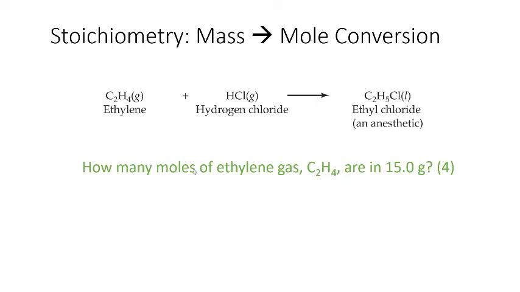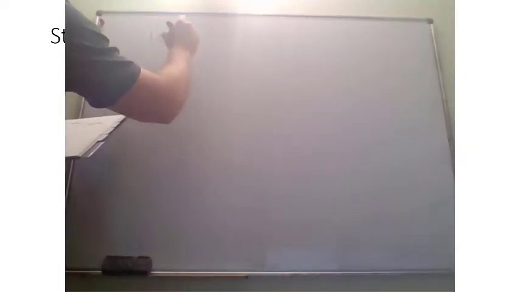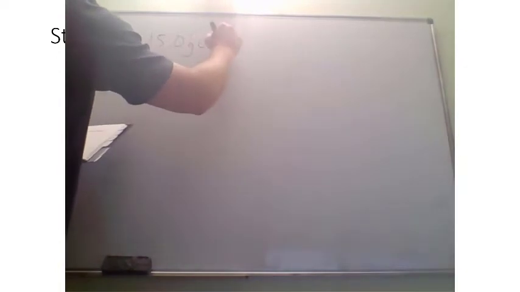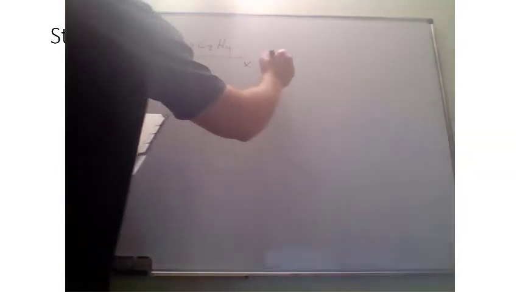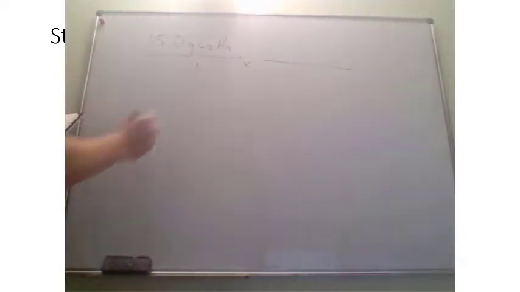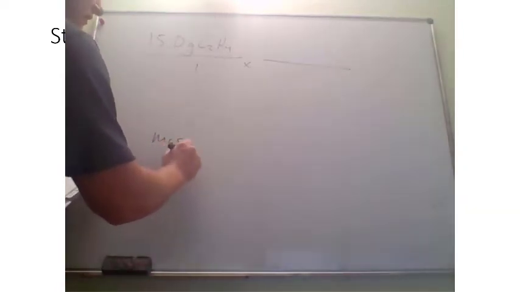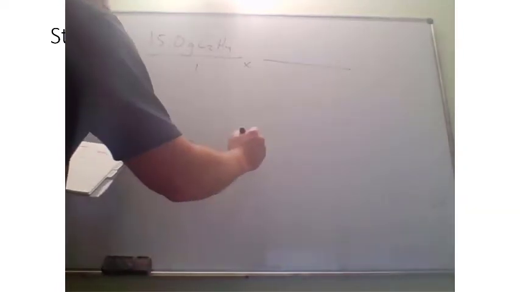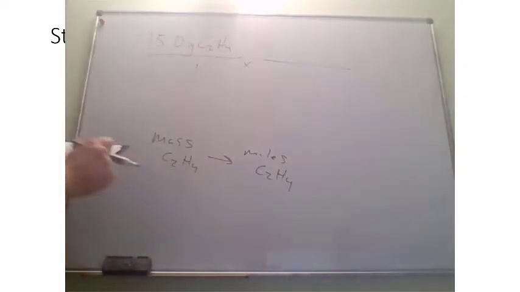Okay, so as with any problem, we're going to start off with our measured value over 1. So we have 15.0 grams of C2H4 over 1. And then we know we want to convert this value. So again, it's a good idea to write a flow chart of what we're trying to do. We're trying to go from the mass of C2H4 to the number of moles of C2H4. Okay, and so it's a simple one-step conversion here.